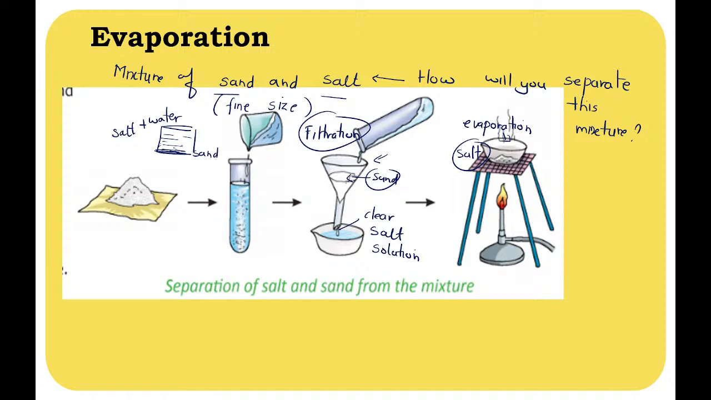First, allow the mixture to get mixed with water so that the salt will get mixed in the water. Then you can allow that water to pass through the filter paper. Using filtration, the sand will be separated, and that clear salt water you can allow to heat on an evaporating dish, and you can use this evaporation method to obtain salt.